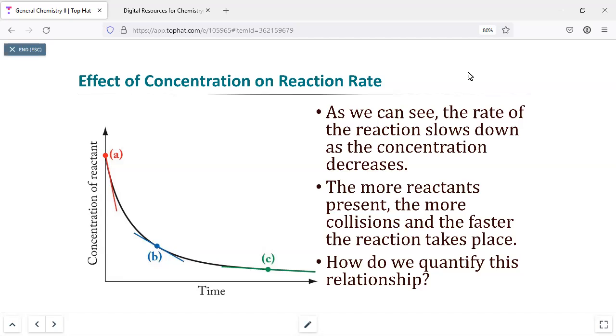Now we can rationalize this. This is about collisions again. The more reactants there are, the more collisions there are going to be. From a sheer probability standpoint, the more collisions you have, the more likely one of those collisions is going to be effective.